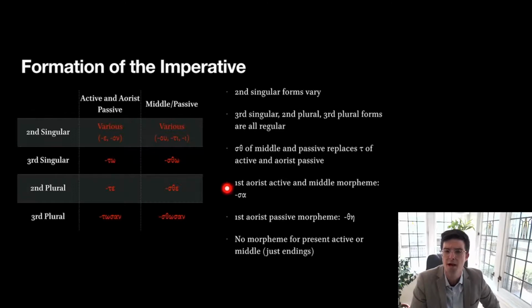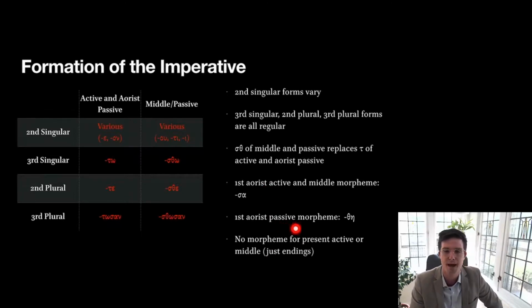And then just a couple other notes from right over here. The first aorist active and middle morpheme is going to be sigma alpha. So we've seen this morpheme in the indicative mood. We've seen it in the infinitive. It's going to continue, and we've seen it in the participles. It's going to be continued to be used for the imperative as well, in both the active and the middle.